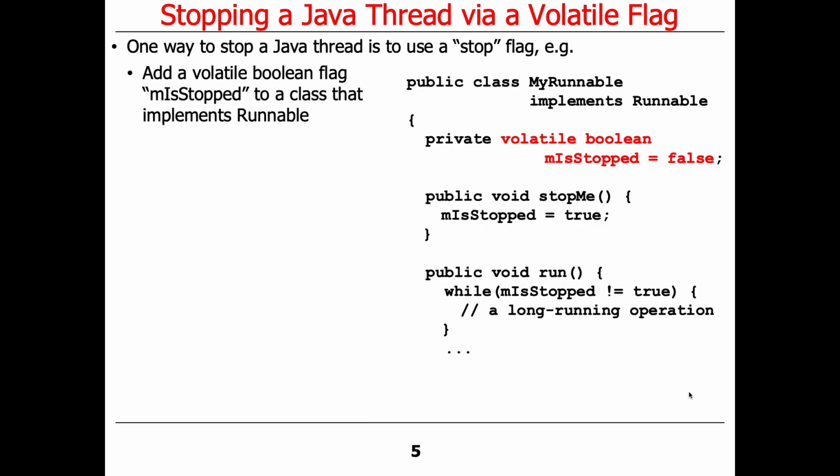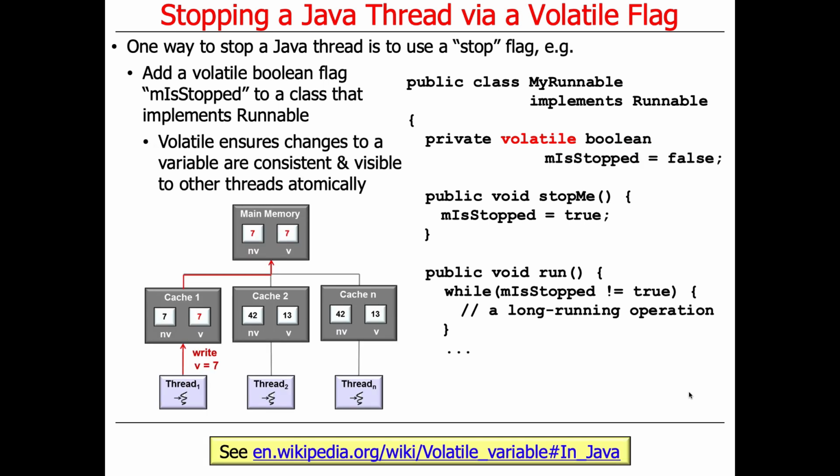Well, what that means in practice is you would typically add a Boolean field that's defined as volatile. We'll talk about what that means in a second. And you put that in some class that implements Runnable or inherits from Thread or whatever means you have to start the thread up. You put a flag inside of that thread object that can be used to stop it.